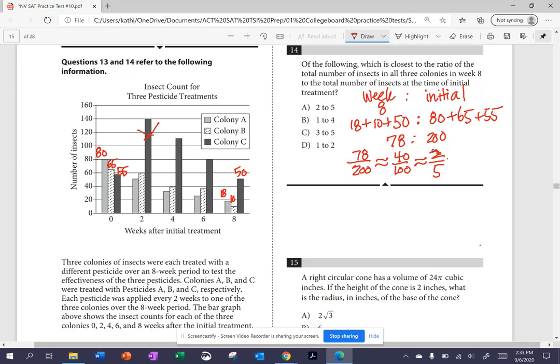So I need to estimate. This is an estimating question. So 2 to 5.